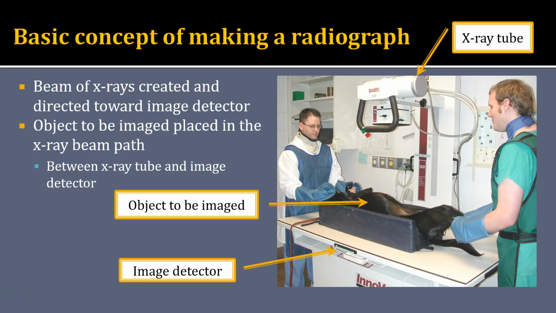So this is illustrating that we have to have an X-ray tube, and within that tube we are going to create that X-ray beam. That X-ray beam has to be directed towards an image detector, and in the bucky tray of this table is an image detector. Then in order to get a diagnostic image, we put the object to be imaged within that path. So it has to be placed between the X-ray tube and the image detector.